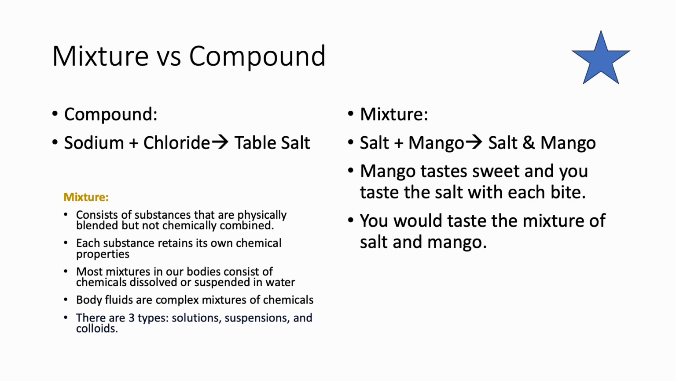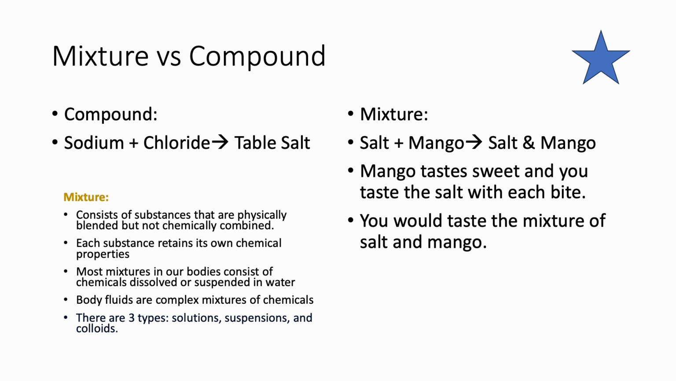Alright, so next we have a mixture versus a compound. Your book goes through a compound. Think of, again, table salt, sodium plus chloride. Sodium by itself, very dangerous. Chloride by itself, very dangerous. Together, lovely, tasty table salt. That is a compound. Next, we have a mixture, salt and mango. Salt plus mango will give you salt and mango. Sodium and chloride will give you table salt, something completely different. That is a compound. But a mixture, salt plus mango, will give you salt and mango.